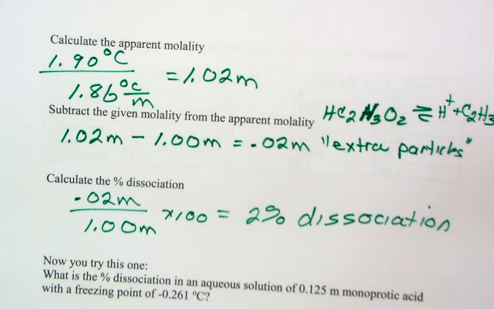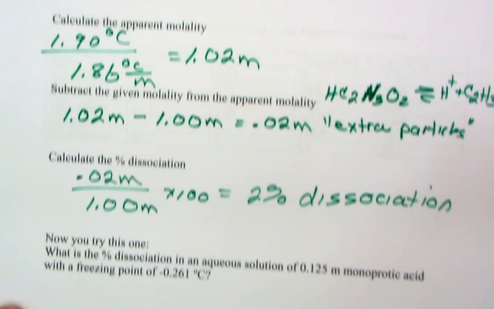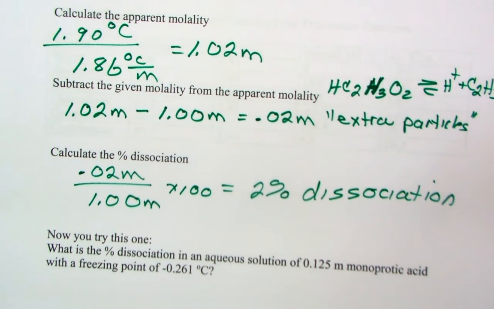So a different kind of problem than what we've worked up until this point. So now just take a minute at your seats and do this same calculation. Find the percent dissociation in an aqueous solution of 0.125 molal monoprotic acid that freezes at negative 0.261 degrees C. So you're going to do exactly the same thing. Calculate the apparent molality, subtract, and then go ahead and find the percent.